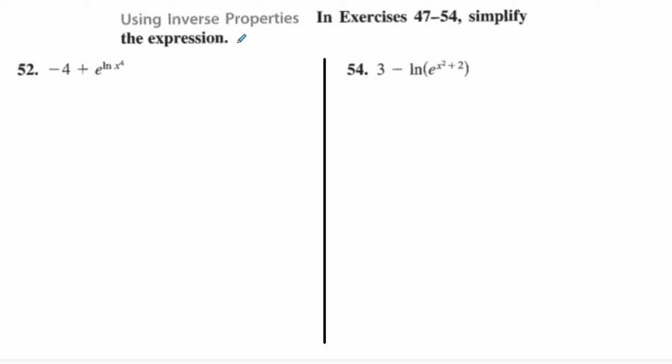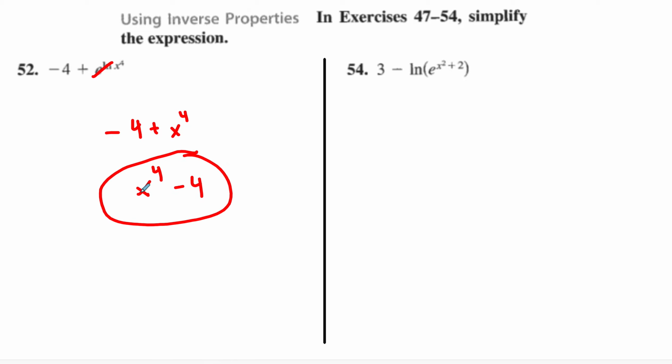Okay. Simplify the expression. So look for things we can change. Like e to the, hey look, that's been composed with its inverse, right? So that is -4 plus x to the 4th, which hopefully you recognize, in standard form. That's maybe a better answer. That's it.